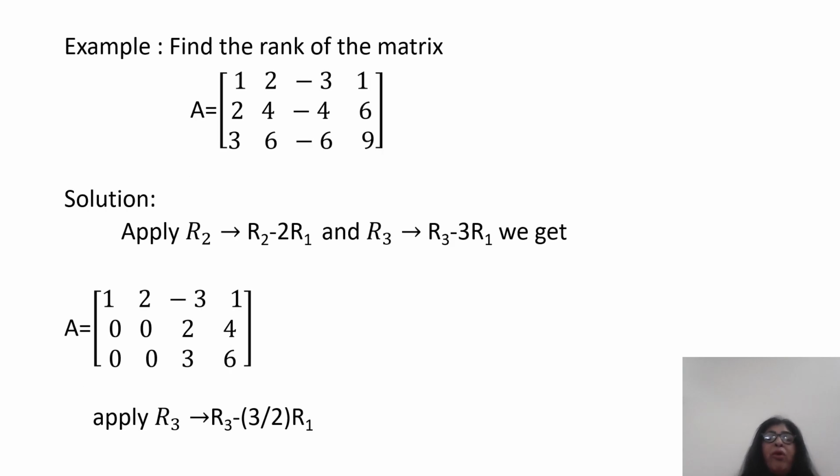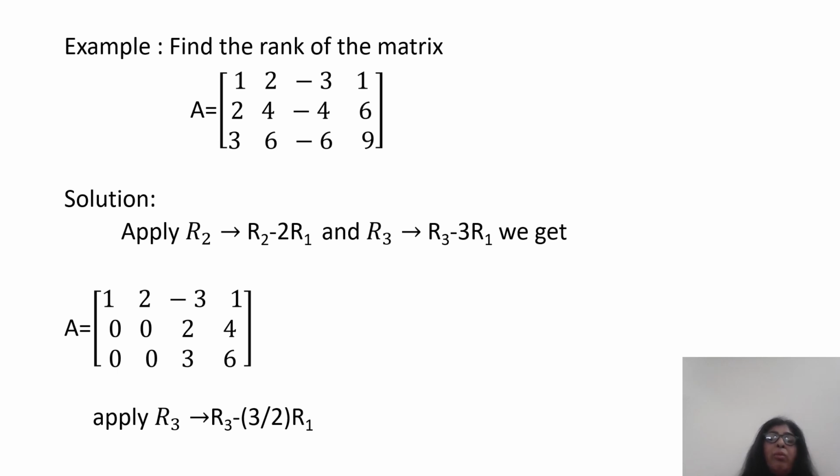The next question is to find the rank of the matrix A given by this. Again I will try to make all entries in the last row 0, and the entry in the second row should be towards the right of the first row. The entry in the third row should be towards the right of the entry in the second row. First of all I will try to make this 2 as 0 and this 3 as 0. How to make this 2 as 0? I apply R2 minus 2 times R1, and R3 minus 3 times R1.